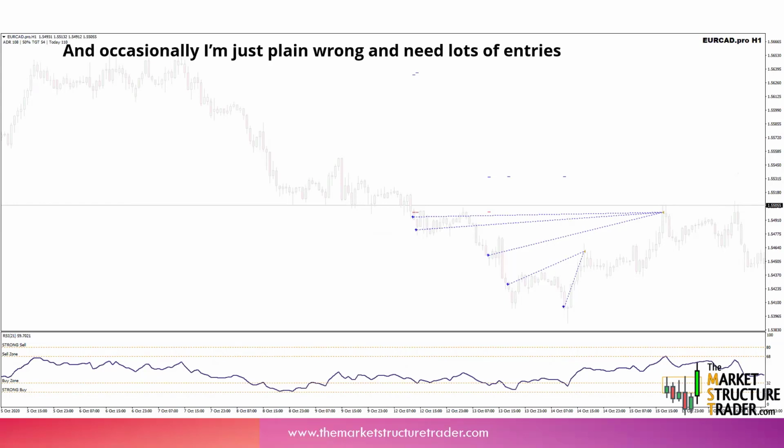But remember, we can adjust our entry price, and that's what I'm going to show you today to make sure that when the market does move in our direction, we can escape with a profit.